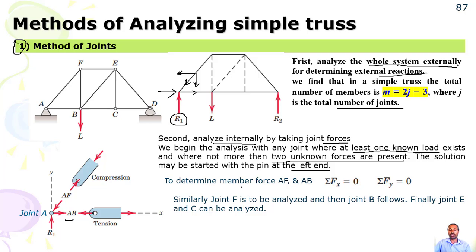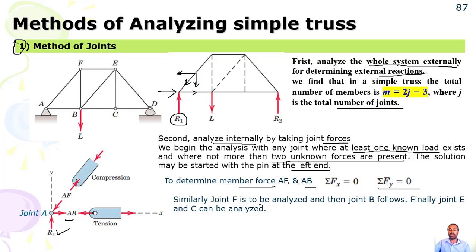So to determine the member forces AF and AB, you simply use the equilibrium equations. Sigma Fx equal to 0, sigma Fy equal to 0. So see, if you say sigma Fx equal to 0, then you have AB cos theta, if theta is given here, then you can find. So minus AF cos theta equal to 0. But from vertical equilibrium, you can find AF, clear? Because you have this known reaction.